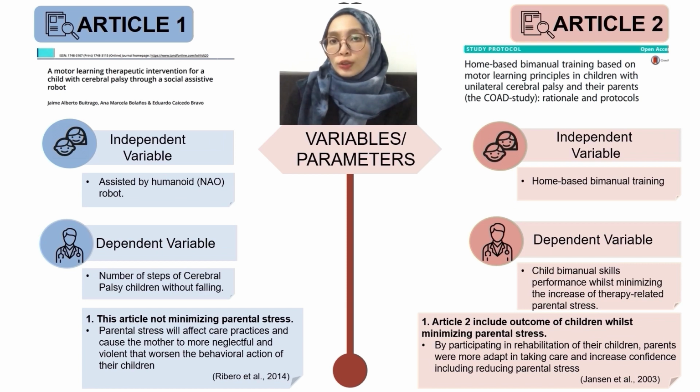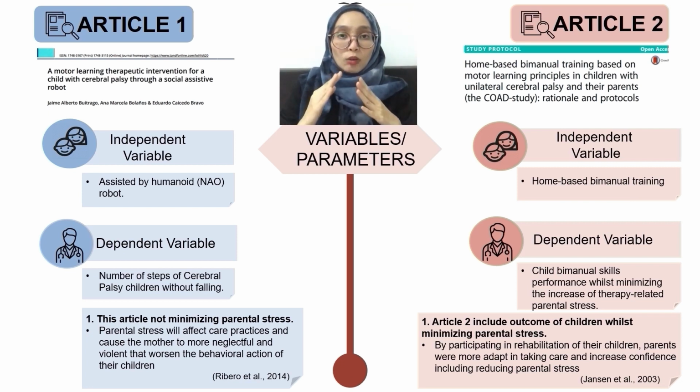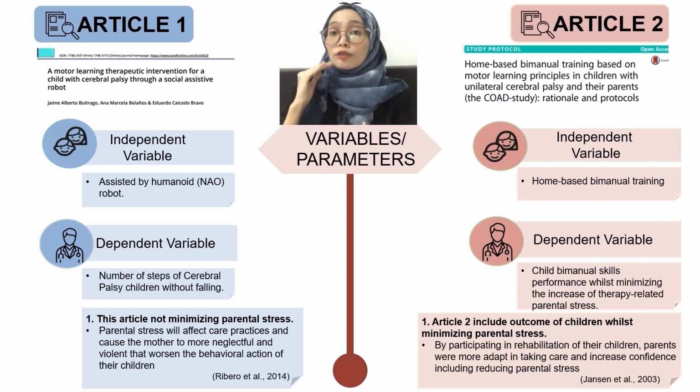Next, we proceed to the variables of these two articles. The independent variable for Article 1 is humanoid robot, while the independent variable for Article 2 is home-based manual training. As for the dependent variable, Article 1 is the number of steps of cerebral palsy children without falling, while Article 2 is children's manual skill performance while minimizing the increase of therapy-related parental stress. Now, back to the comparison between the variables.